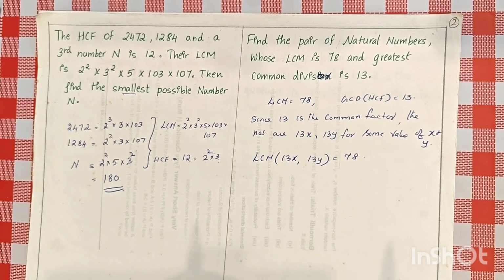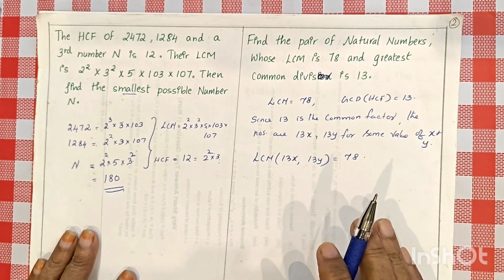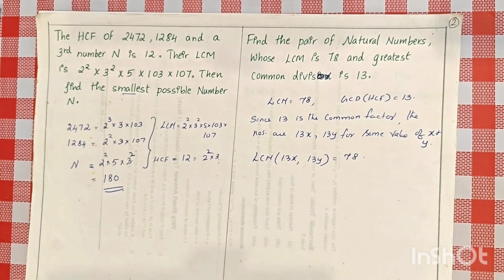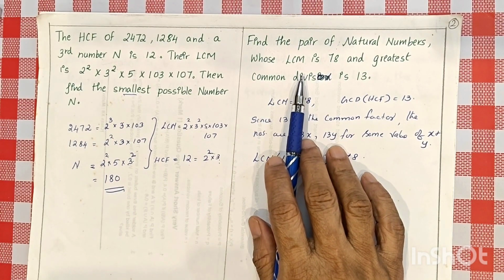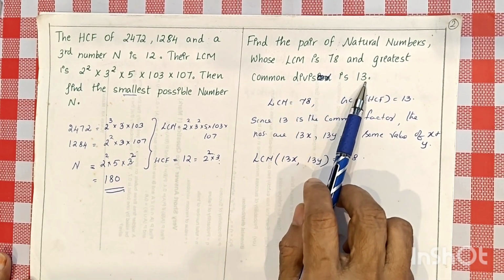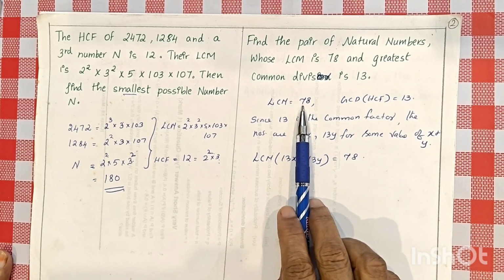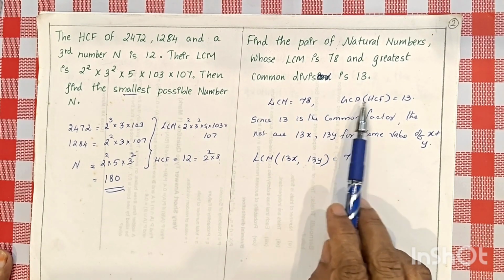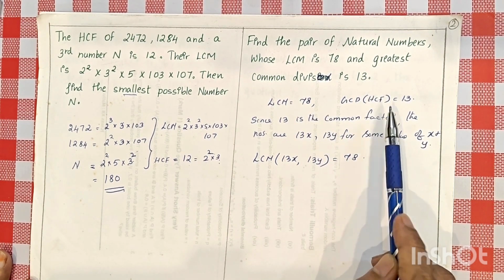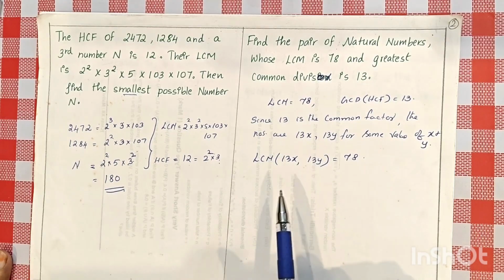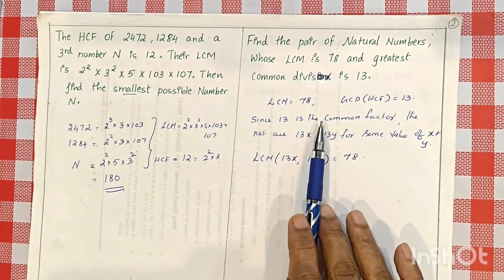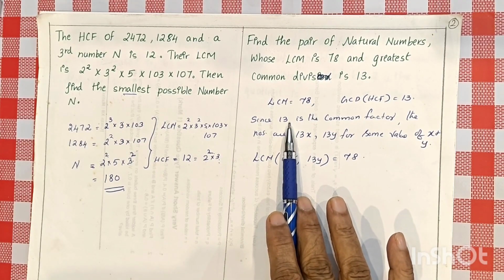Now this question, very rarely it is asked, but better you understand it and do it. Find the pair of natural numbers whose LCM is 78 and the greatest common divisor is 13. So LCM is given, greatest common divisor means it is highest common factor. It's another name only. So it is 13. So 13 is a common factor.